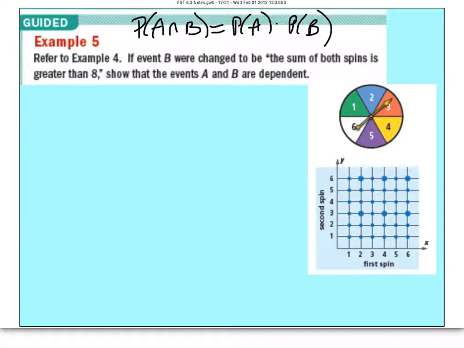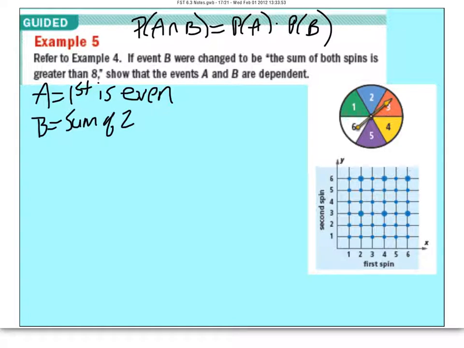Okay, so we're going to go back to our two spinners from our previous example. In this case, they're going to switch it. We're going to keep event A, which was that the first spin is even. Now here they're changing B to be this: the sum of both spins is greater than 8. So I'll just jot that down right here. Sum of 2 is greater than 8. Okay, so let's do the test.